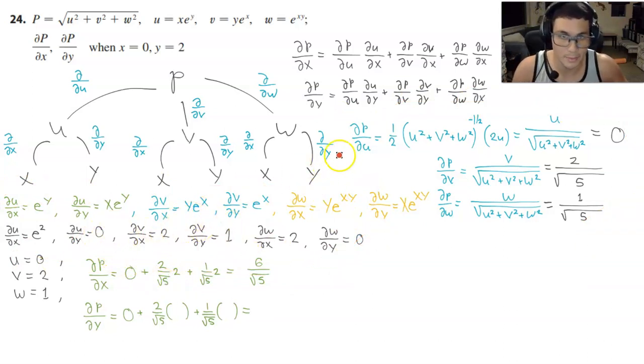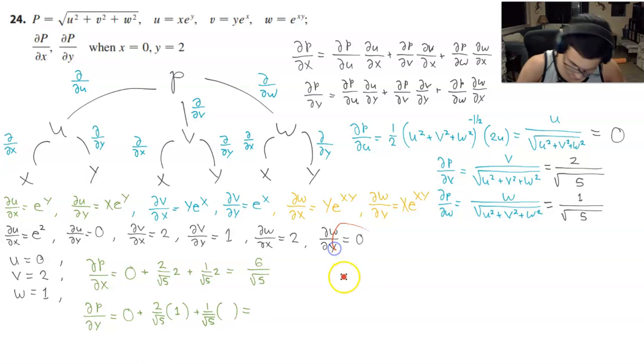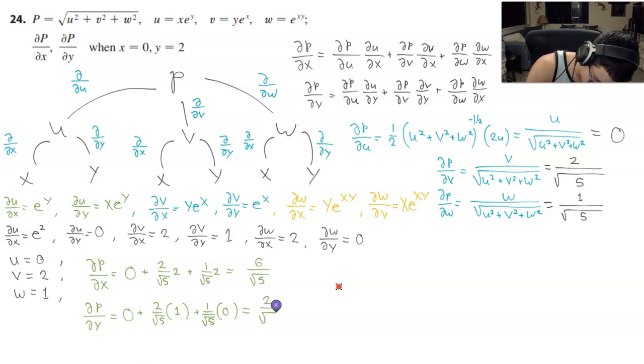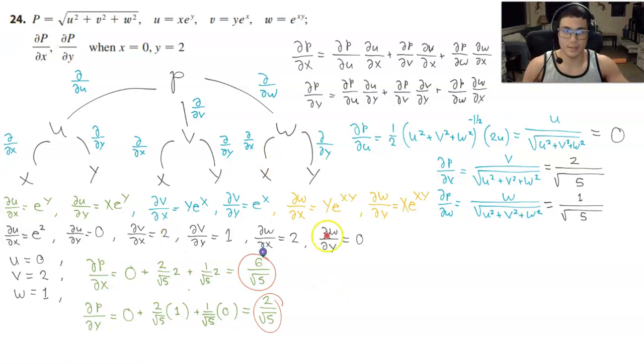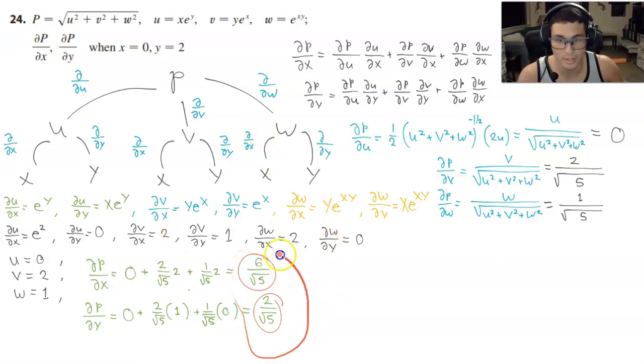Okay. Well, du dy. Oh, look at that. There's a 0 here. So look, I really did predict it. Okay. dp dv, like we said, that's this, but it's times dv dy. Where's dv dy? Okay, that's times 1. And this is dp dw, which is over here, times dw dy. Okay, so it's a 0. So our answer is 2 over square root 5. So here and here. All of that, right? A lot of work just for 2 finite numbers at the end of it all.